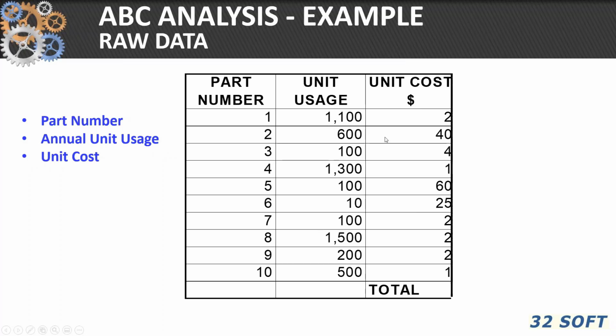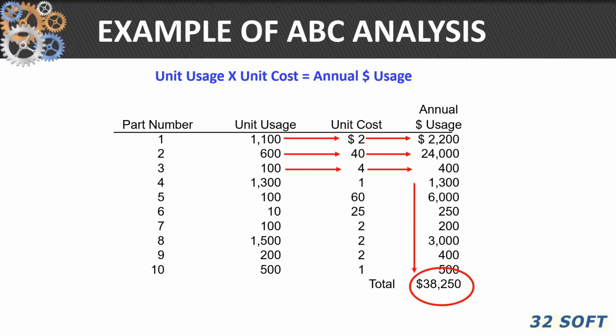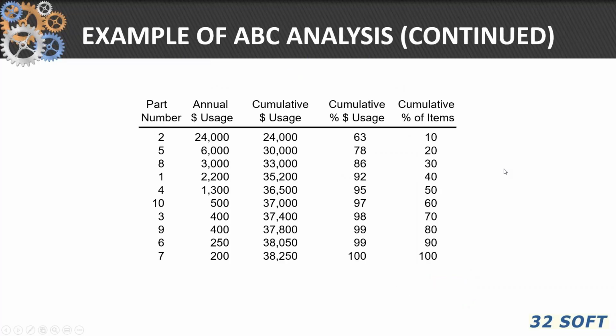So here we've got a set of 10 parts, their unit usage and their unit cost, and we simply are going to now multiply the unit cost times the unit usage to come up with this annual dollar usage. And you can see that in total we have 38,250 in this particular population of parts.